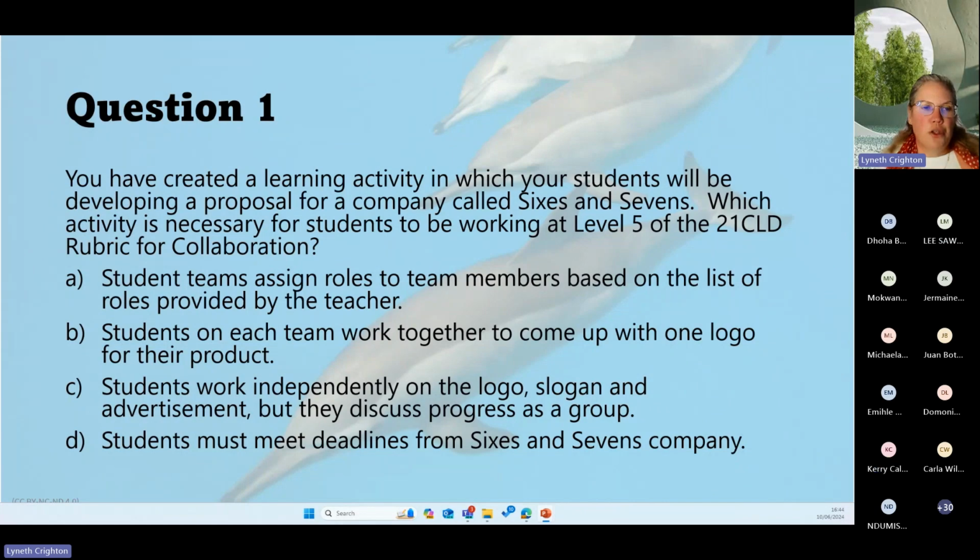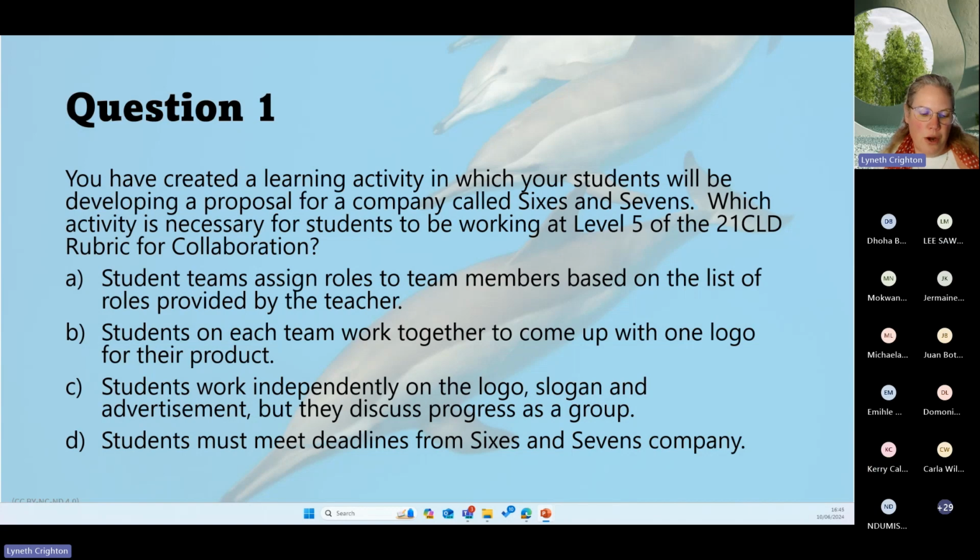So first of all, the students have roles as the team name based on a list from their teachers. So yes, they work in pairs or groups. So I'm looking at the rubric, and then each team work together to come up with one logo for their product. So yes, there's shared responsibility because there's one logo.